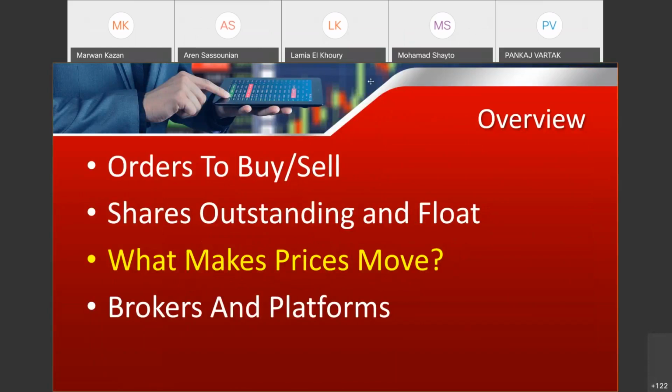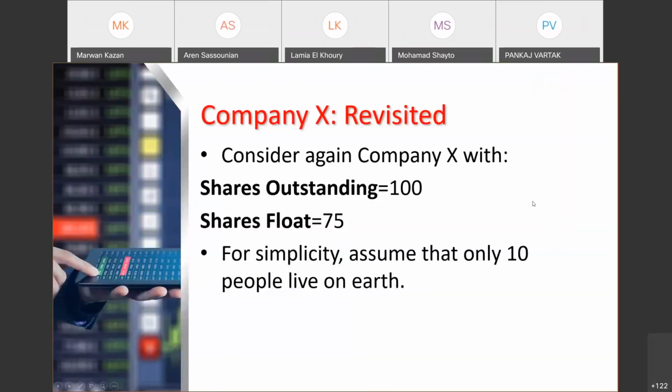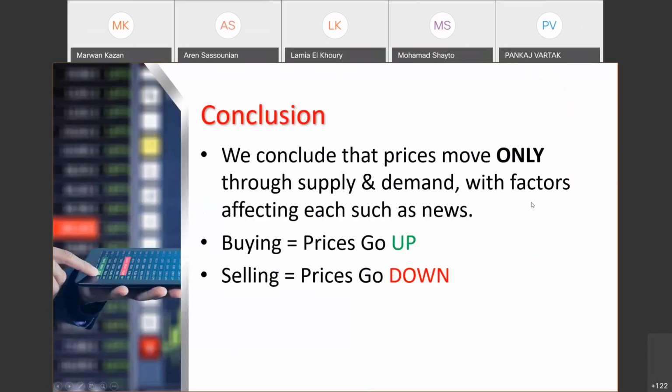So again, Marwan's part was a bit too complicated. It was one of the hardest parts actually. Prices basically move through supply and demand, with factors affecting supply and demand, especially news. You've got to follow the news a lot to see it. Whenever a lot of buying power is happening, prices end up going up, and whenever selling is a lot, prices end up going down, because supply and demand are changing. So when there's a lot of buying, demand is increasing, so price increases, and the opposite for selling.